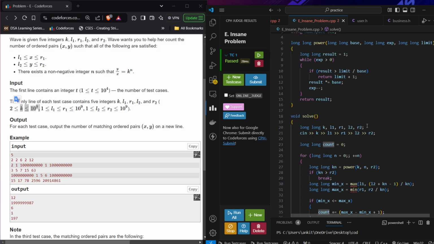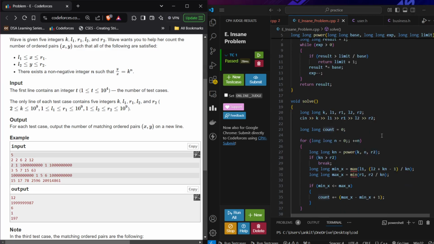The main difficulty is how the maths is working. If you make use of pen and paper and proceed, it will be easy for you to figure out how it goes. This was basically a maths problem, and the key is figuring out that we don't have to iterate over the ranges, we have to make use of the powers of k.